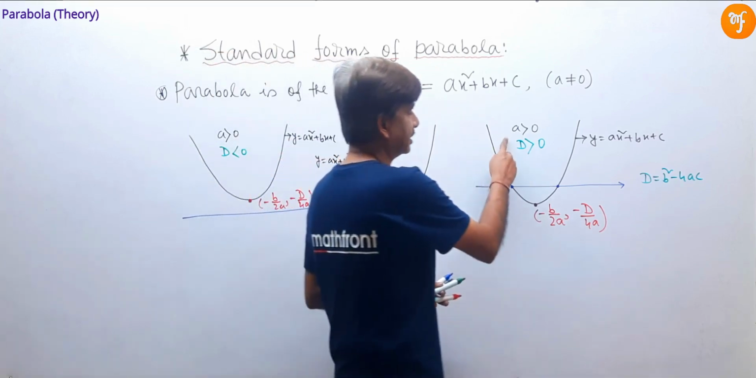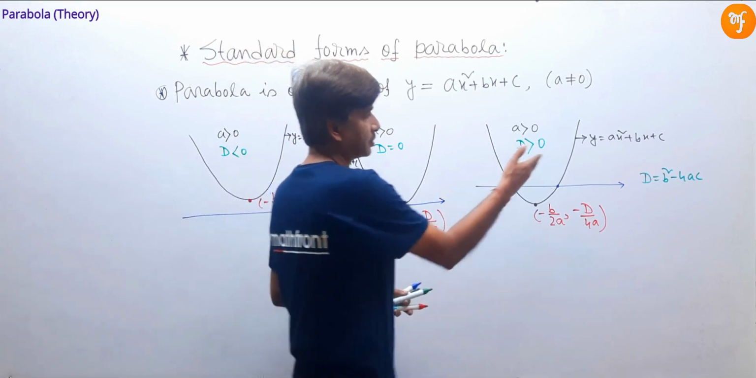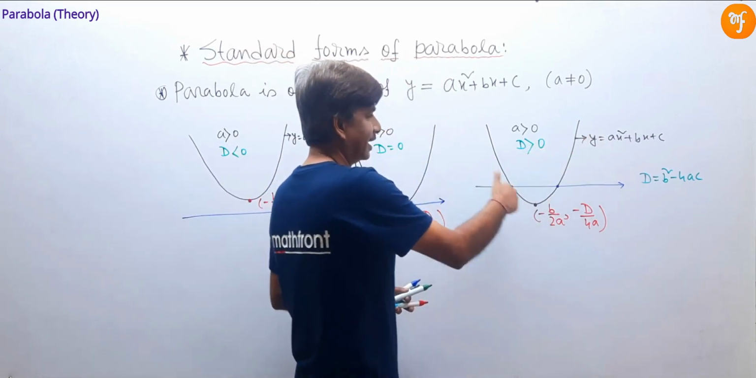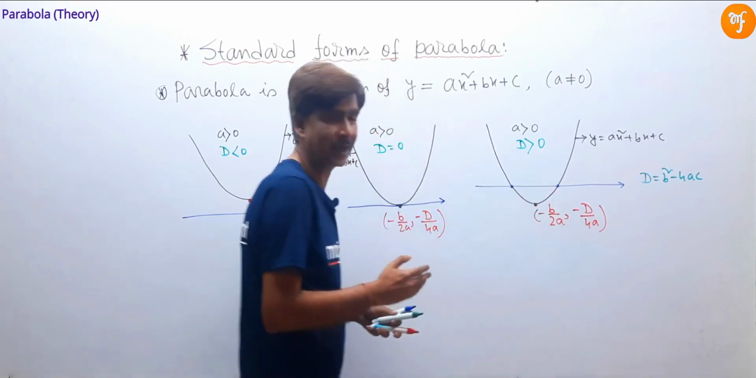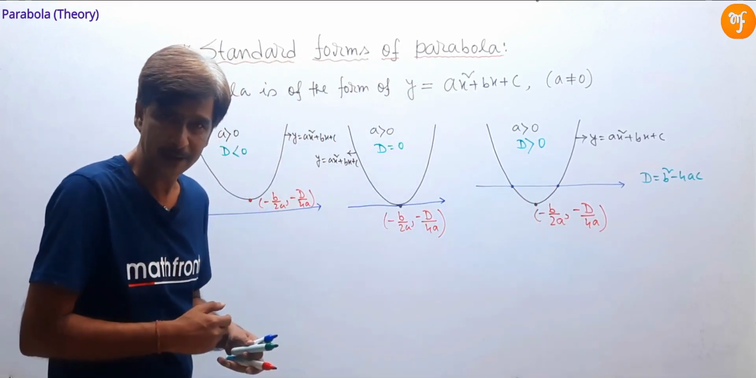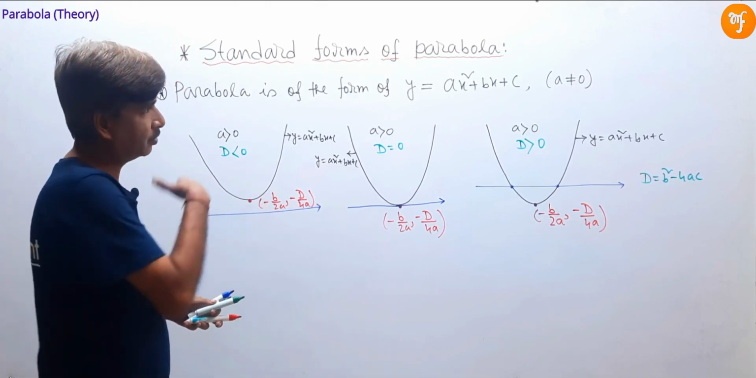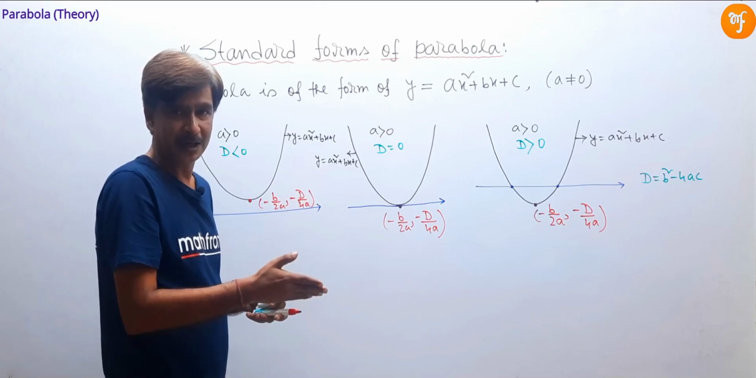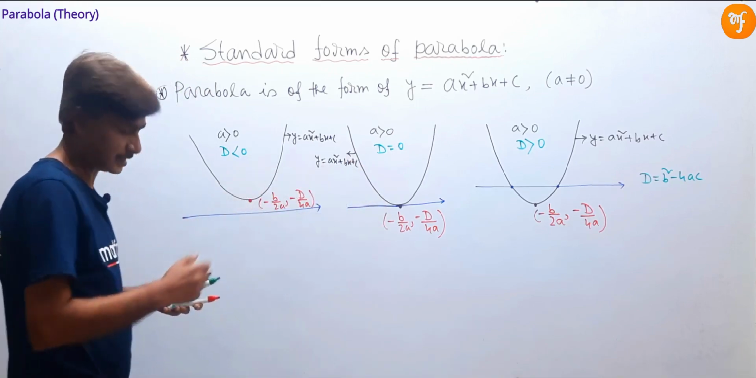When a is greater than 0 and d is also greater than 0, then the parabola y is equal to ax square plus bx plus c cuts the x-axis at two distinct points and it is concave upwards. Similarly, when a is less than 0, then the parabola will be concave downwards. And in this case also, we have three different cases.